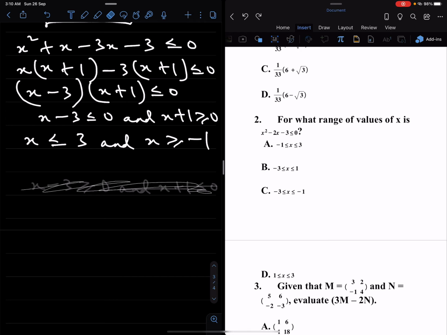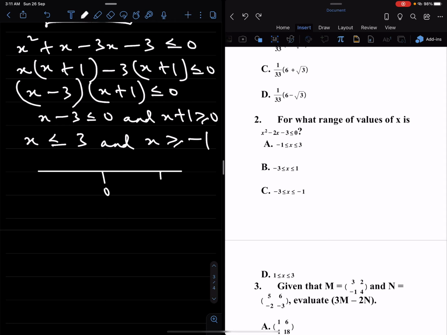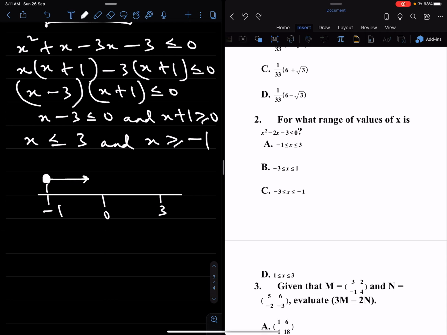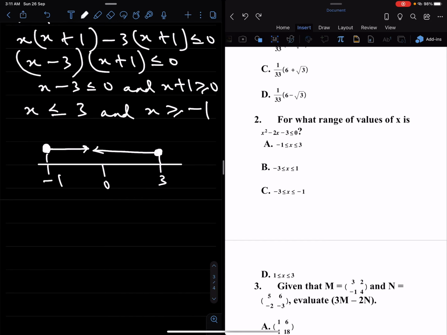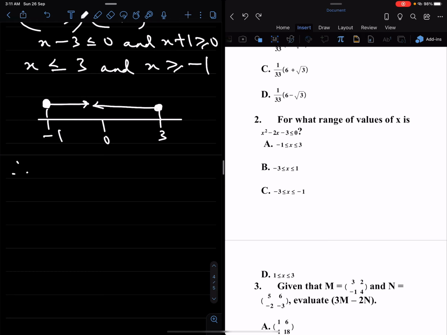But before I go to that, I can check if these can be combined. So let me see that this is 0. I can put 3 here and then minus 1 here. x greater than or equal to minus 1 is what this represents, and x less than or equal to 3 is what this represents. And we can see that the two of them will meet that way, so I can combine the result as minus 1 less than or equal to x less than or equal to 3.